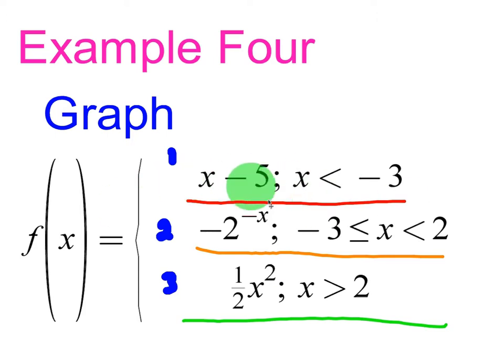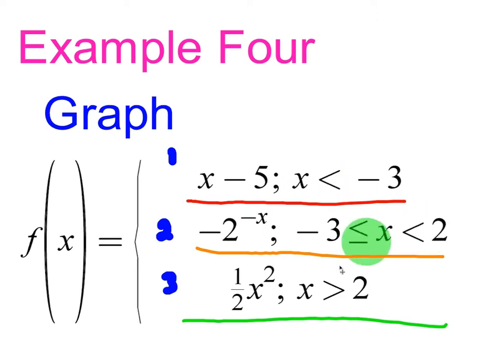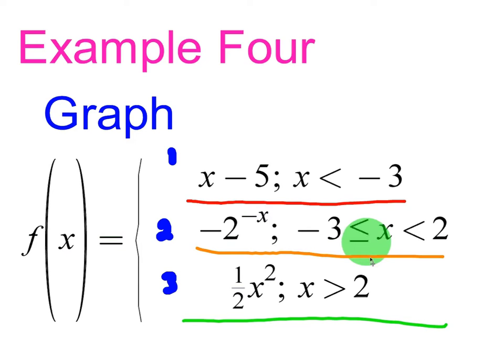So here's our first piece. F of x equals x minus 5 whenever x is less than negative 3. Second piece. F of x is equal to negative 2 to the negative x. It's exponential. Whenever x is greater than negative 3 but less than 2. So in between these two numbers. And finally, my third piece, f of x is equal to 1/2 x squared, a quadratic function, whenever x is bigger than 2. So you've got these three intervals. X is less than negative 3, x is bigger than negative 3 but less than 2, and x is bigger than 2. And that actually covers the entire domain. So we'll take a look at that.